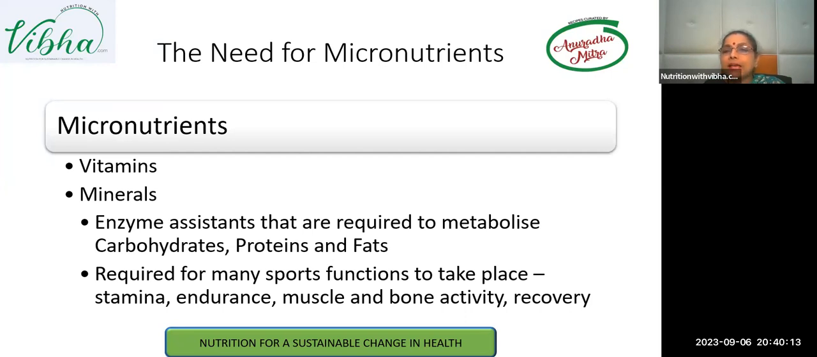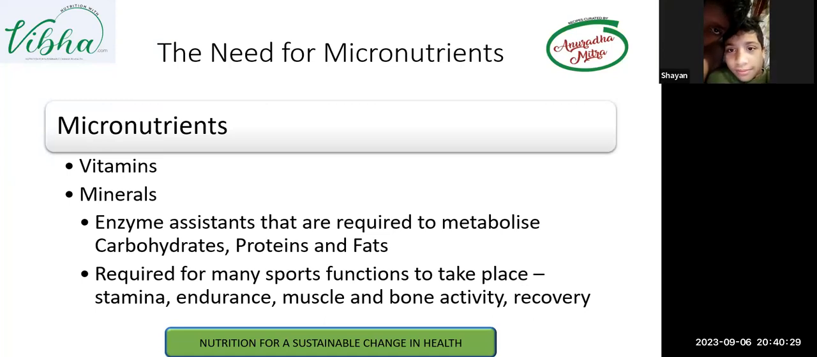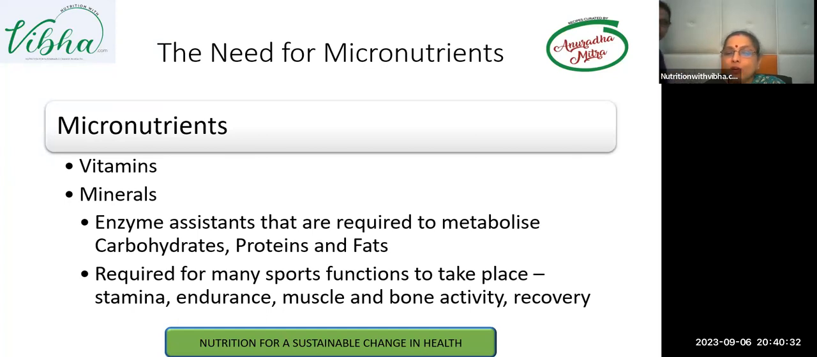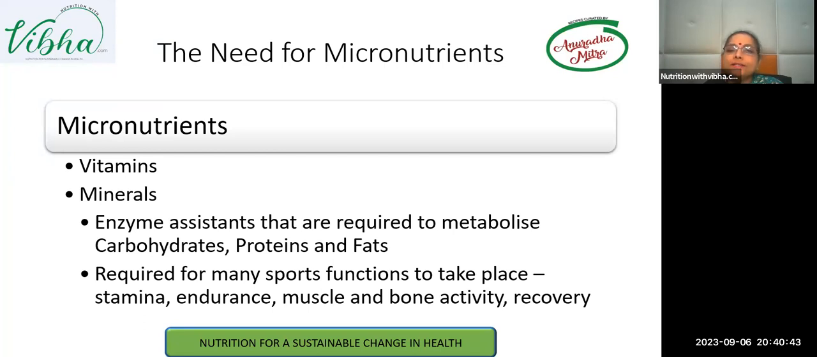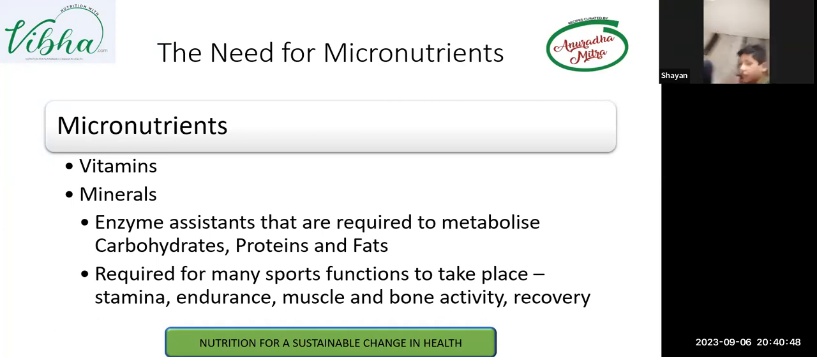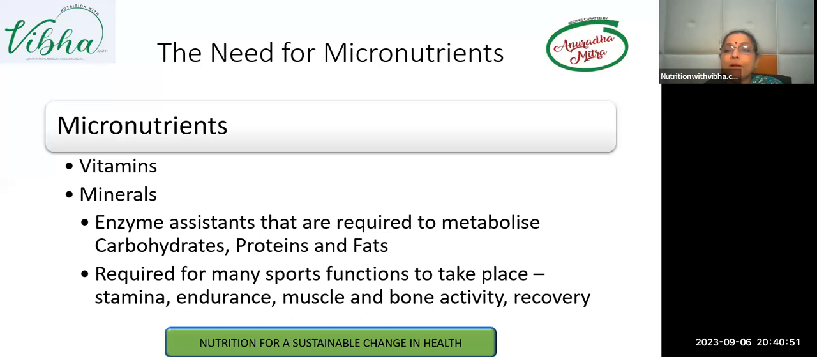Now, the enzymes which are required to metabolize the macronutrients, that is the carbohydrate, proteins, and fats, are dependent on the vitamins. They're also required for many sports functions to take place, for example, for developing your stamina, endurance, muscle, and bone activity, etc. So all in all, micronutrients are needed for the welfare of the macronutrients, so that the macronutrients can be better utilized.